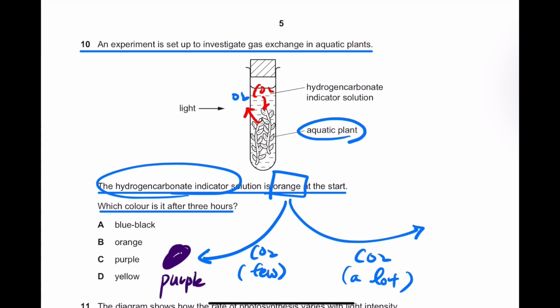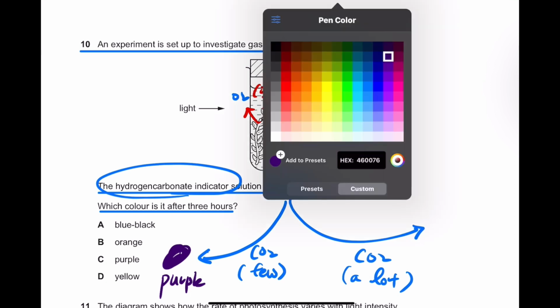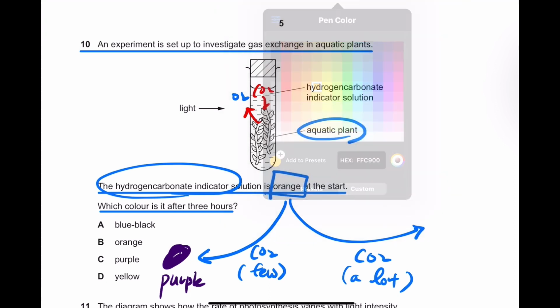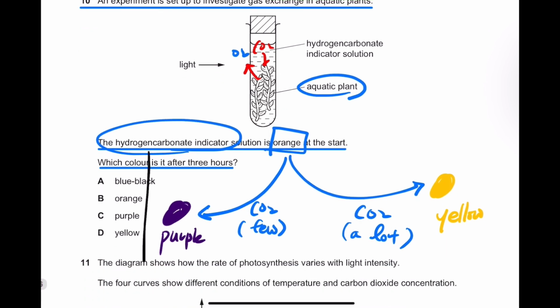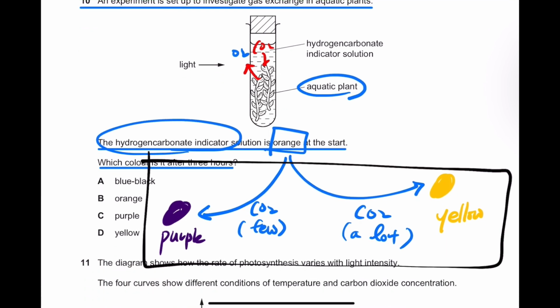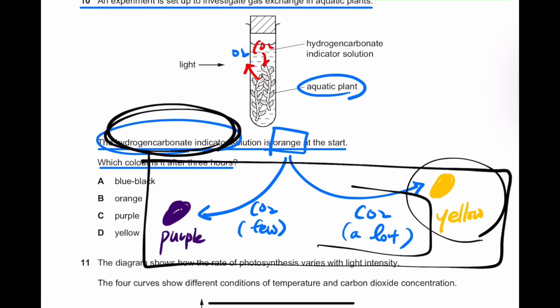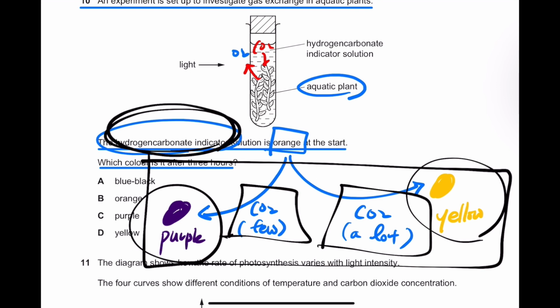So this is just like a rule. It just happens. If there's a lot of CO2 molecules, then the color will change into yellow. So this is something you guys should just memorize. So hydrogen carbonate indicator will change the color to yellow if there's a lot of CO2. It's going to change the color to purple if there's only few CO2 molecules.